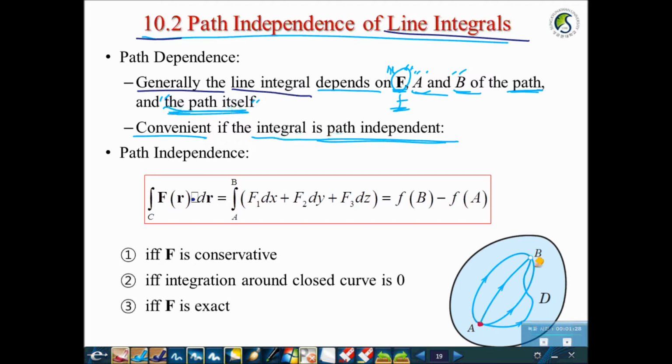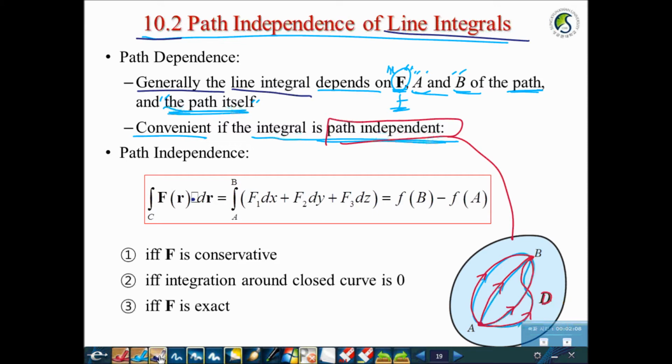So starting from A to B, if it is path independent, the integration along this path, this path, and this path are all the same. That's what path independence is. From A to B you do the line integration, and the values are all the same. Then this domain D is said to be path independent.